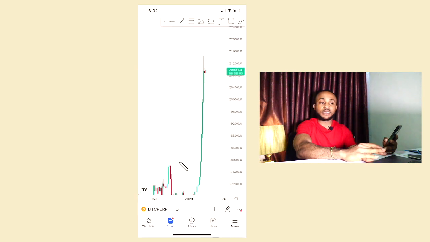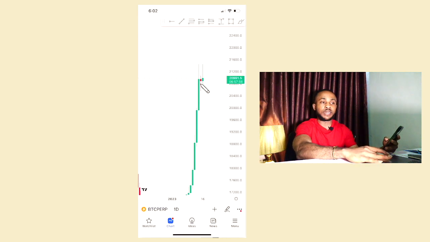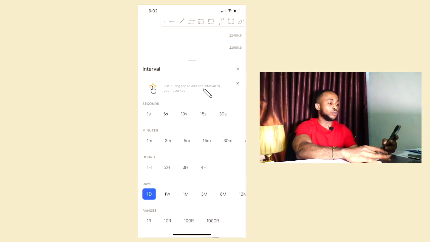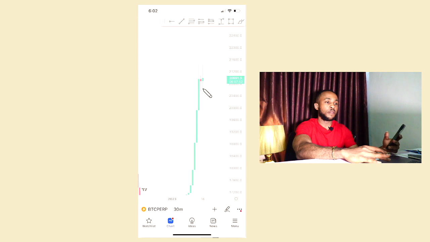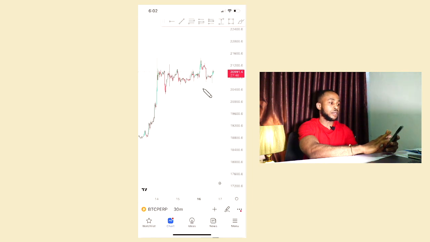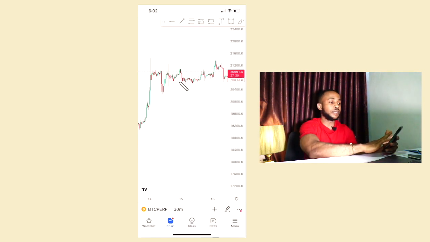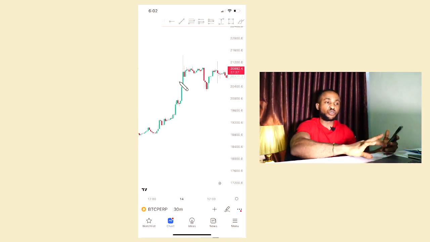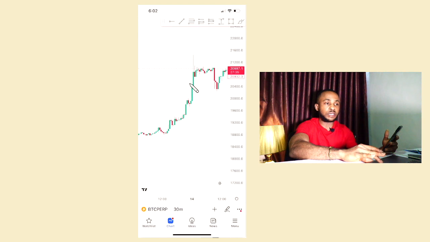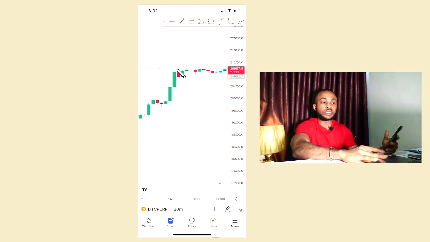We're going to have a different chart entirely. This is how the daily time frame looks at the moment. You can still switch it to the 30 minutes time frame. This is how the 30 minutes time frame looks. As you can see, we're actually in a range at the moment. The 30 minutes time frame means that one candle signifies 30 minutes.